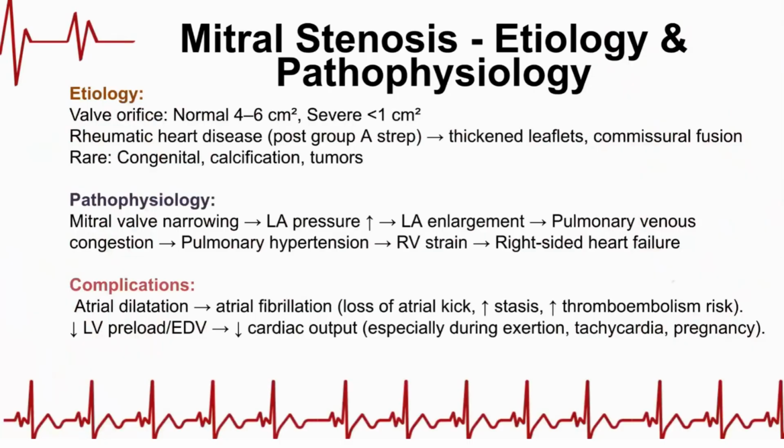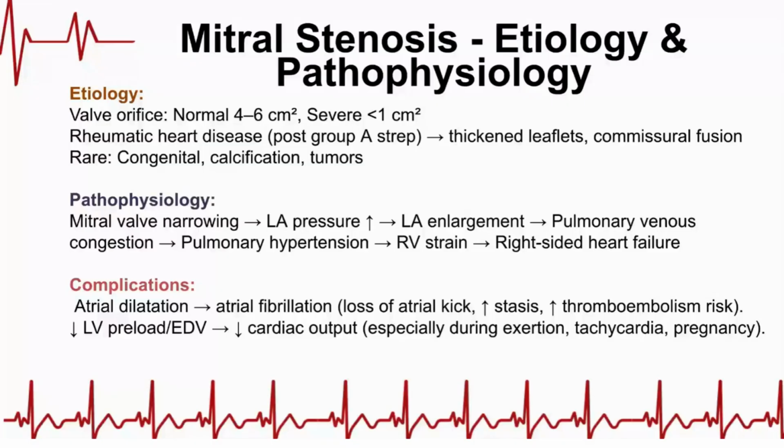So as you know, the mitral valve is the atrioventricular valve between the left atria and the left ventricle. We'll talk about stenosis first, but I want you to know the area of a normal valve. It's usually around 4 to 6 centimeters squared. Now, if you have stenosis, what we consider severe mitral stenosis is an area less than 1 centimeter squared.